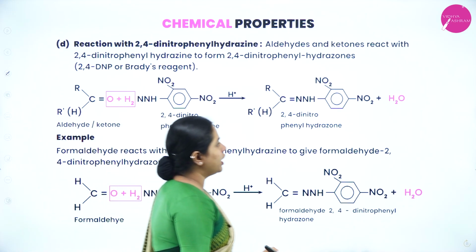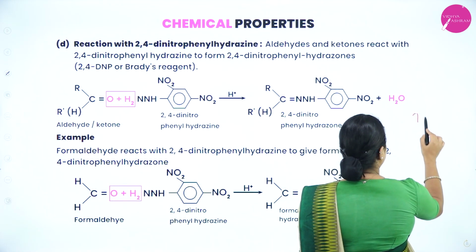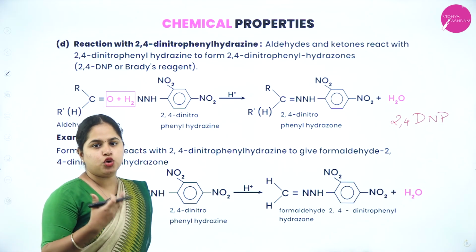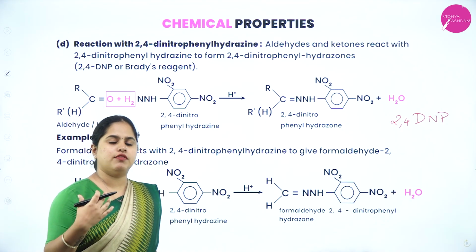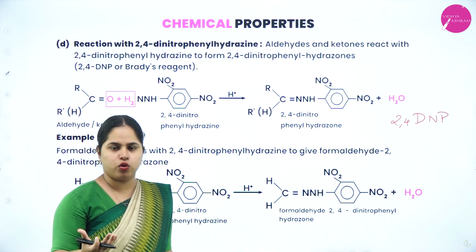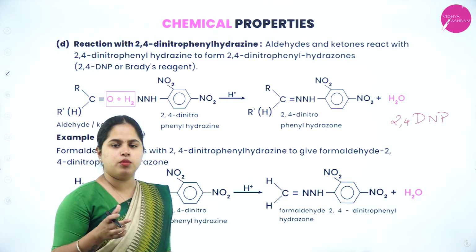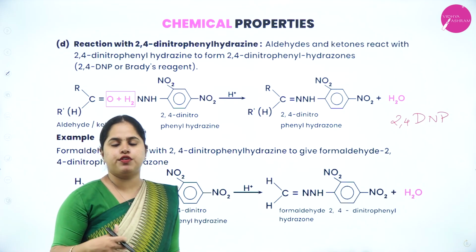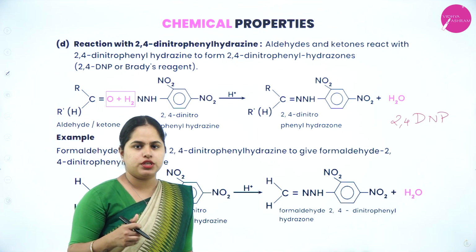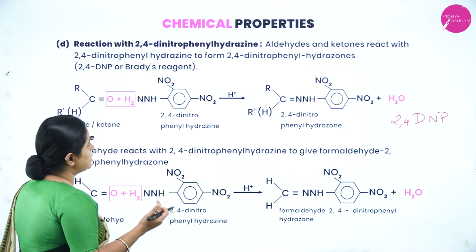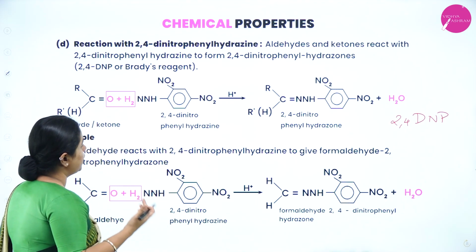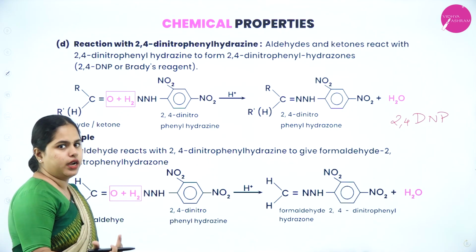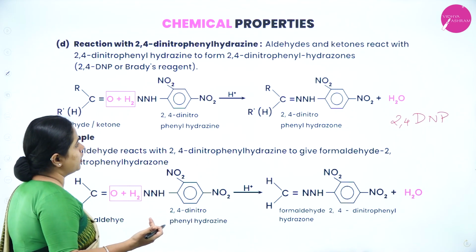2,4-dinitrophenylhydrazine. It is also called 2,4-DNP. You have seen 2,4-DNP in the lab also while we were testing for the functional groups, right? So 2,4-DNP, the full form is 2,4-dinitrophenylhydrazine, which is used as a test for the identification of aldehydes and ketones, right? So what is going to happen here? Aldehydes and ketones react with 2,4-DNP to form 2,4-dinitrophenylhydrazones. Hydrazine will become hydrazone.